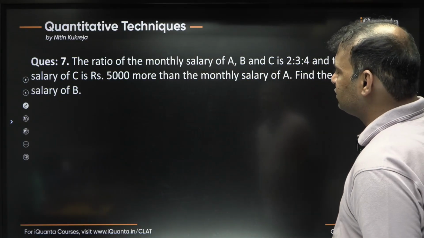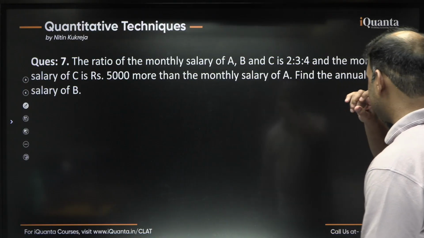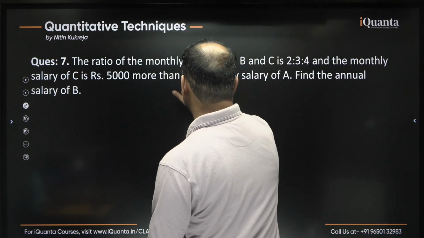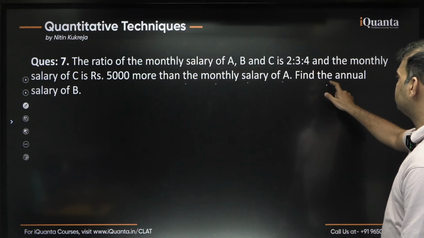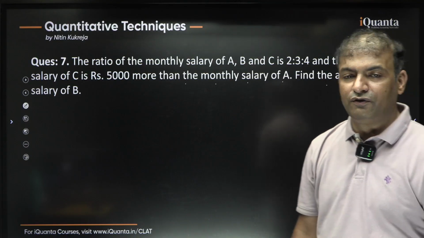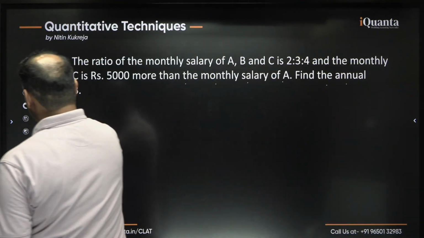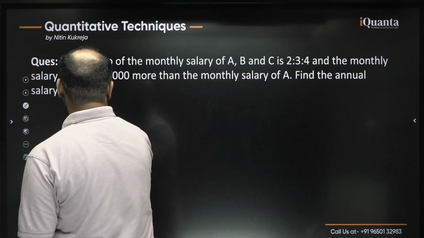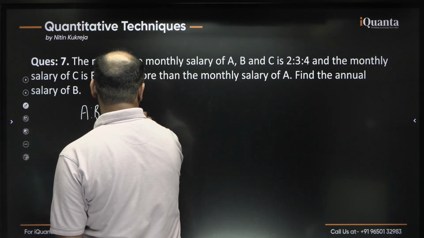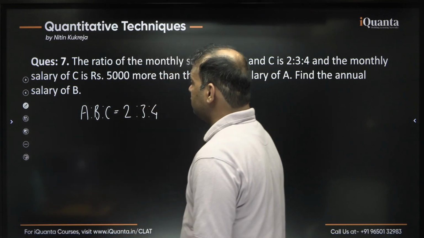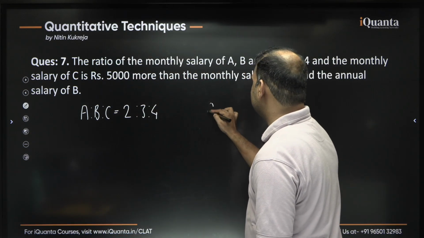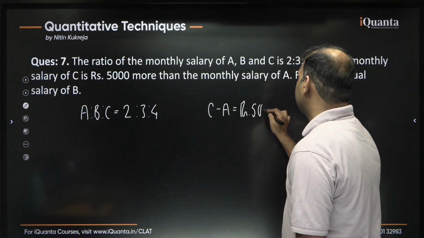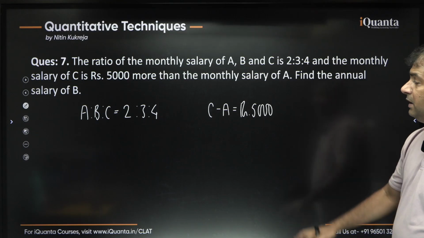Question number 7, the question says that the ratio of the monthly salary of A, B, and C is 2:3:4, and the monthly salary of C is 5,000 more than the monthly salary of A. The final question is to find the annual salary of B. Alright guys, not very difficult actually. We are given the ratio of the monthly salary of A, B, C as 2:3:4, right? And the salary of C is 5,000 rupees more than the salary of A, and we have to find the salary of B, but the annual salary, all right?